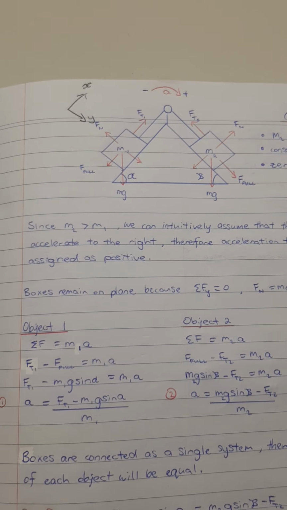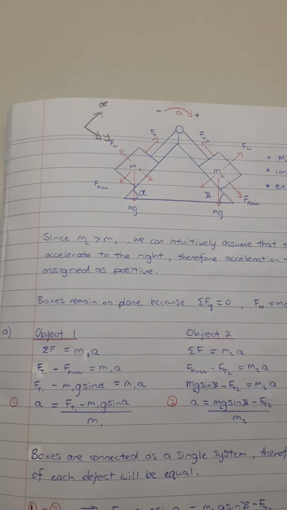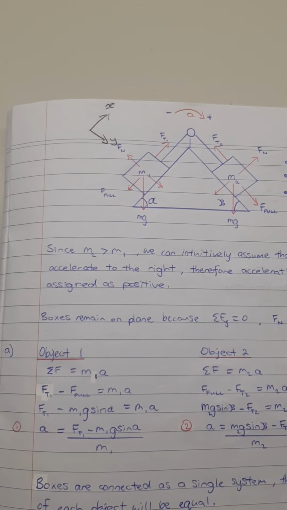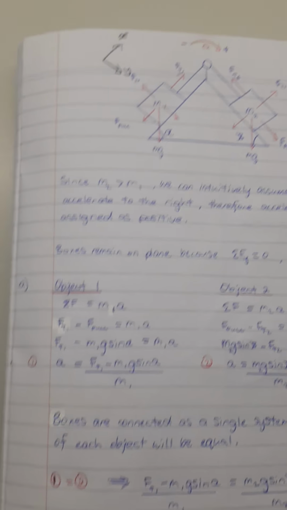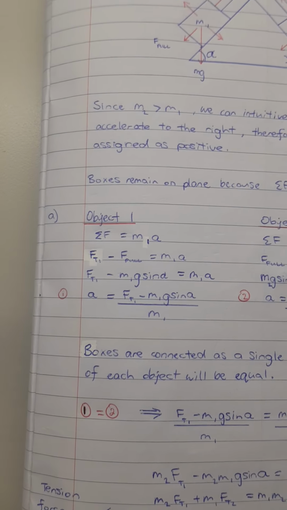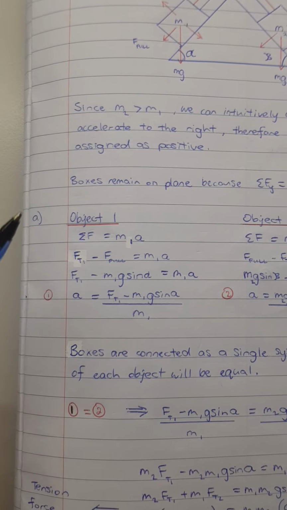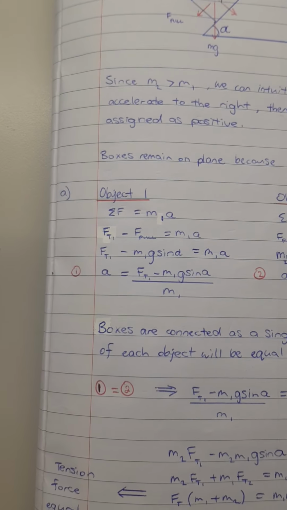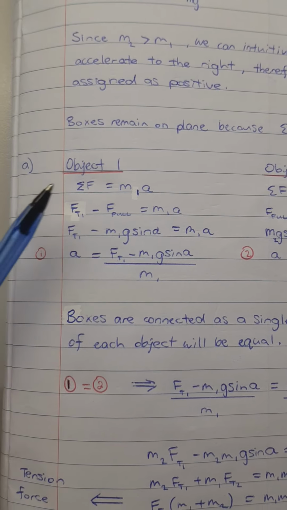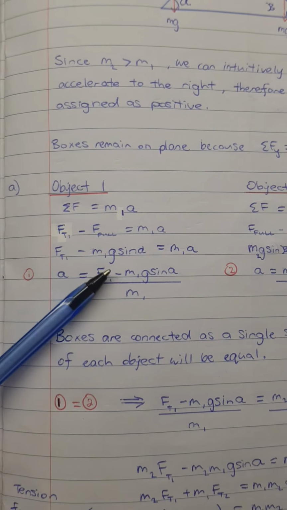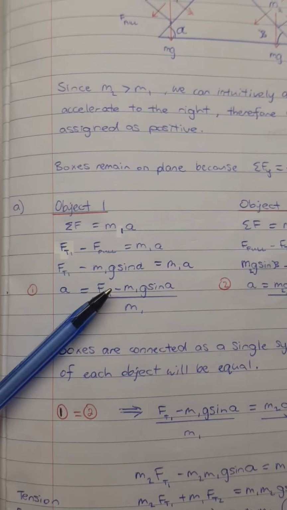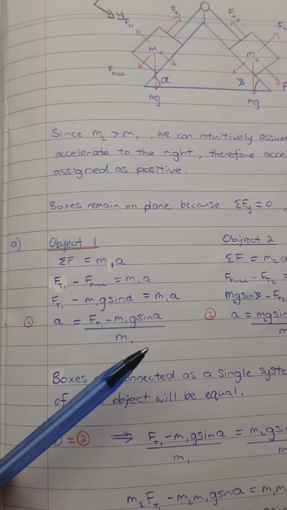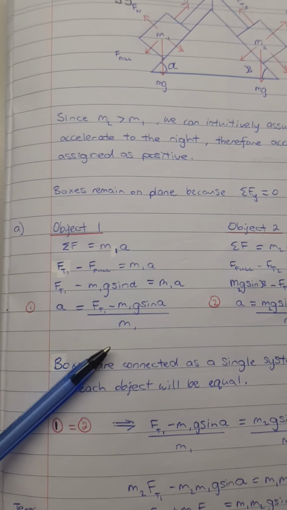because initially mass 2 is greater than mass 1. So using a bit of intuition, I expect that the acceleration will be to the right. Hence, I said that the positive x direction is to the right. So we've got force tension 1, and then down the plane is the force pulling the mass down due to gravity, equal to ma. Solving this, I can rewrite the force pull as the parallel component of the weight force, which is mg sine theta, equal to ma. And rearranging for a, I get this equation here.